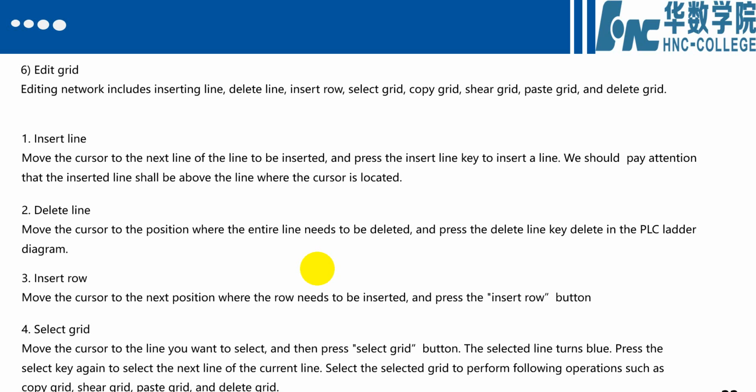Fourth, select grade. Move the cursor to the line you want to select and then press Select Grade button. The selected line turns blue. Press the Select key again to select the next line of the current line. Select the selected grade to perform following operations such as copy, share, paste, and delete.